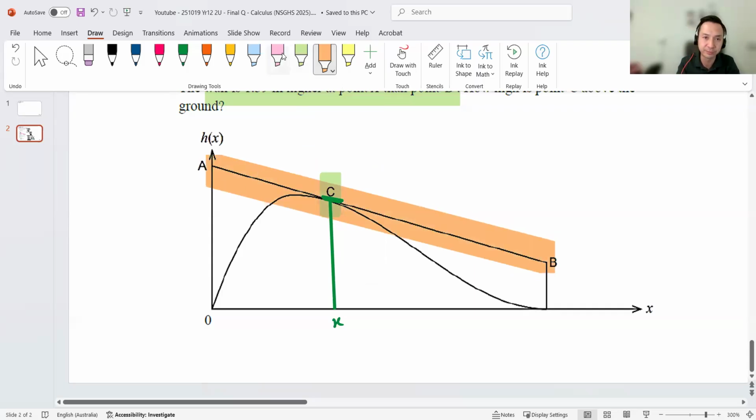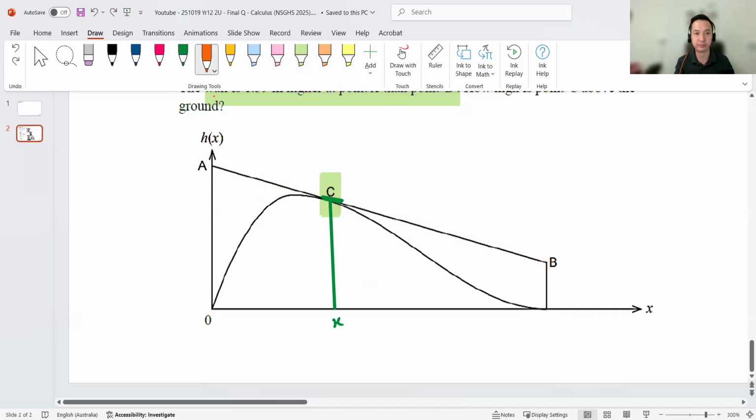So for the orange line, and then for the pink, at the point there, the gradients are the same. So I'm just going to label that there. Gradients are same.